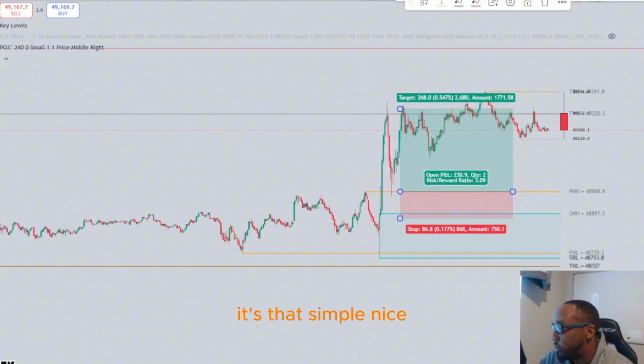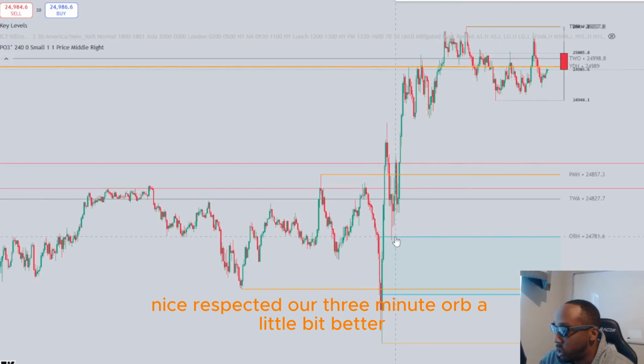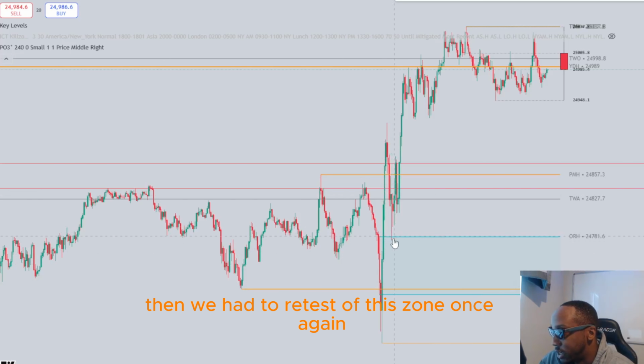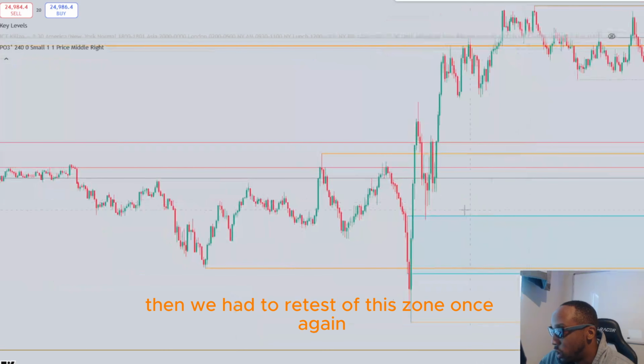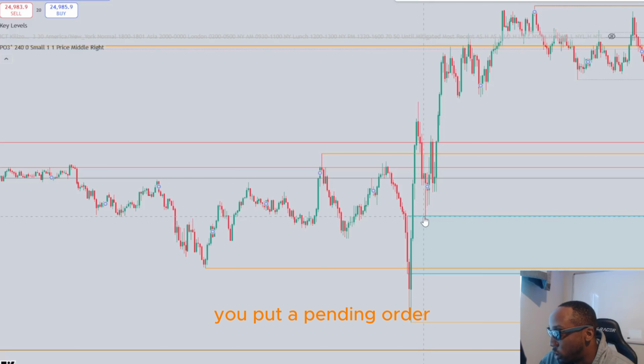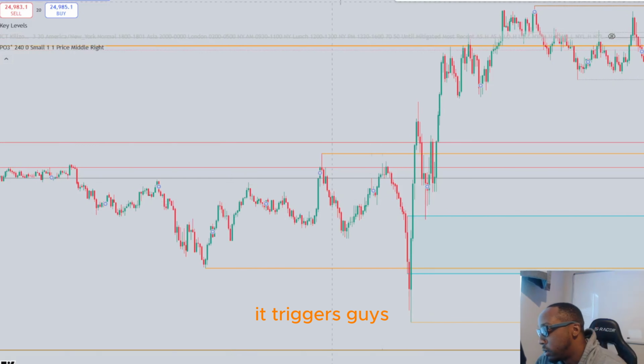It's that simple. NAS respected our 3-minute ORB a little bit better. We had the push, then we had the retest of this zone. Once again, as soon as it comes under here, you put a pending order. It would have been quick, but put a pending order right here. As soon as it comes down and comes back up, it triggers. Guys, very simple.